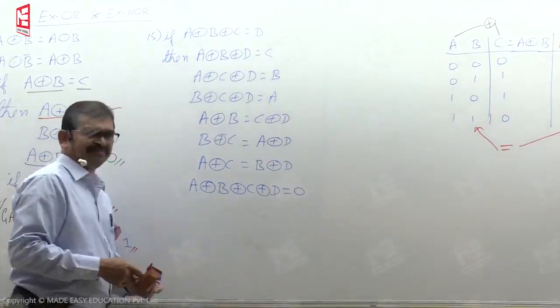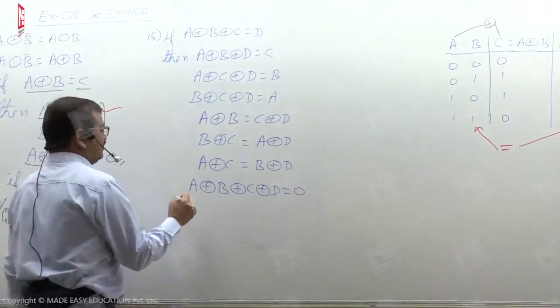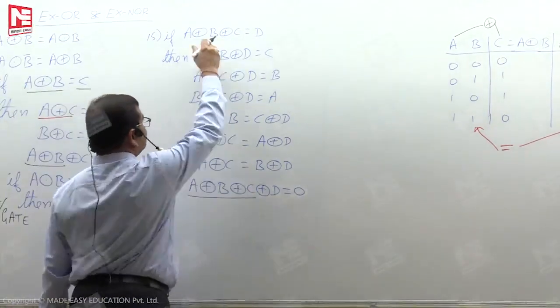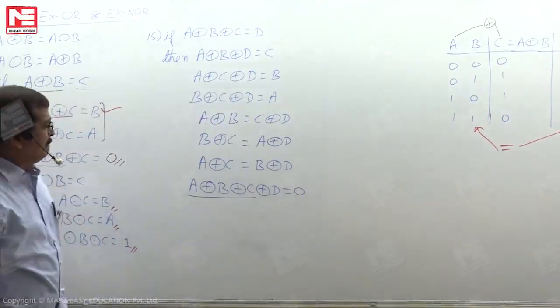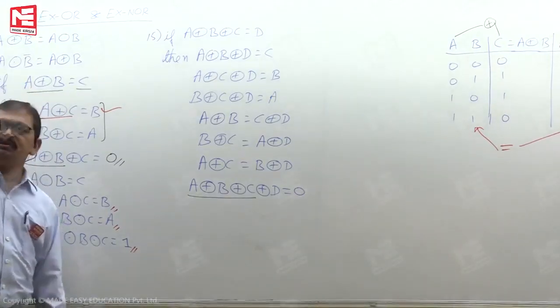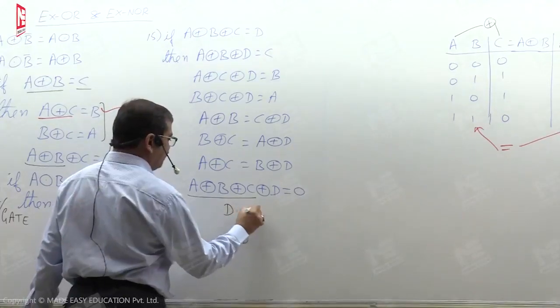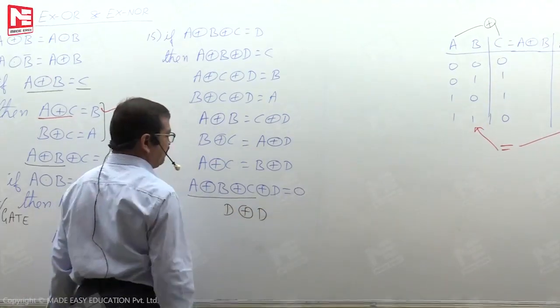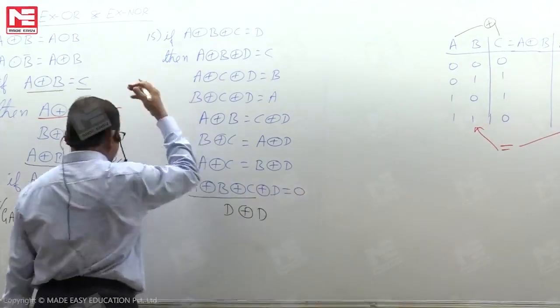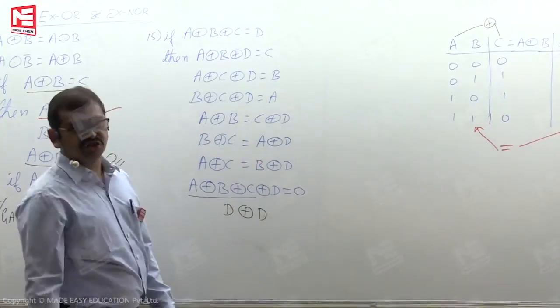Because the statement of the property is A exclusive or B exclusive or C is D. Once it is D, it must be D exclusive or D. And D exclusive or D, using the first relation, is 0.